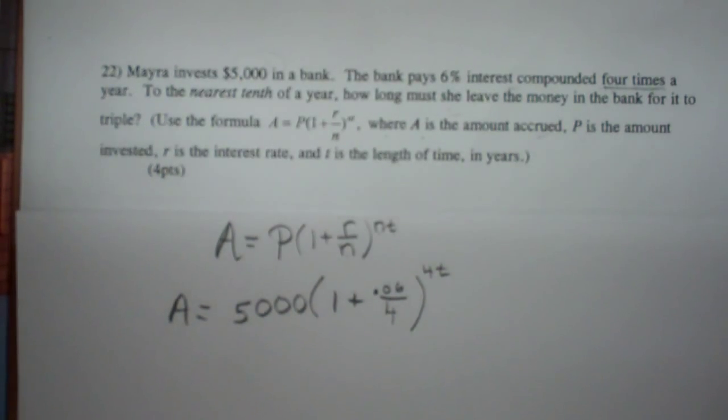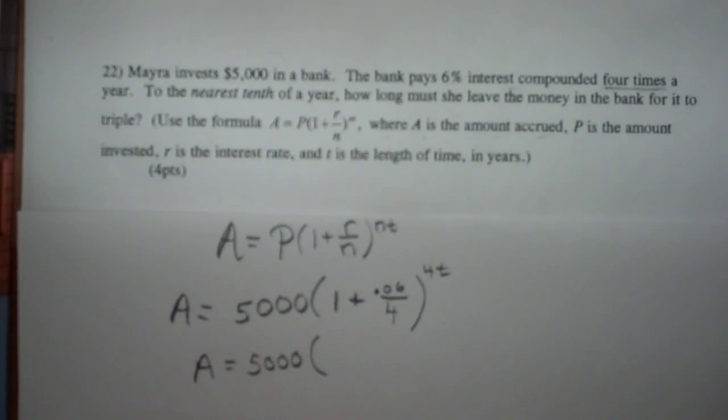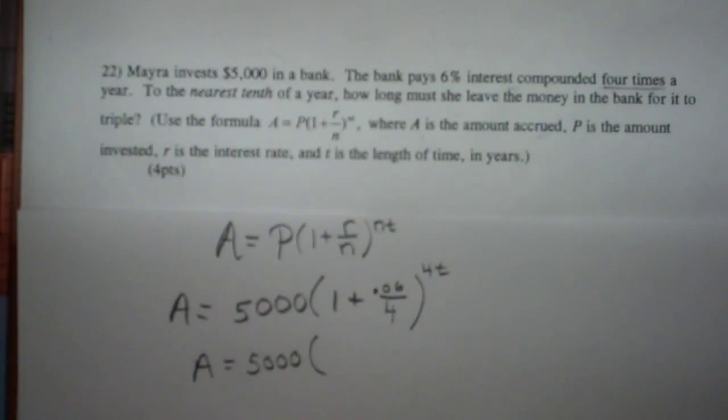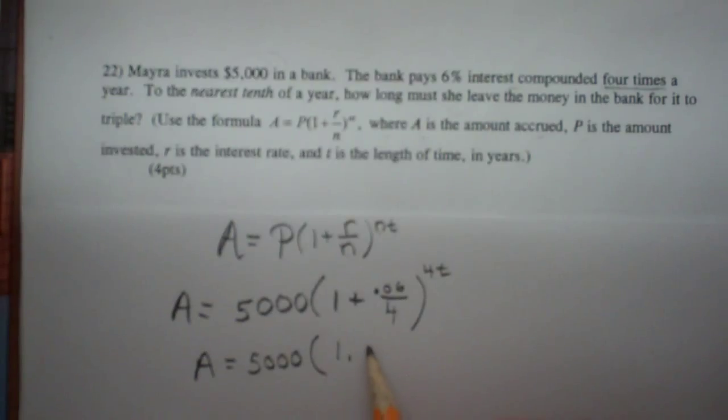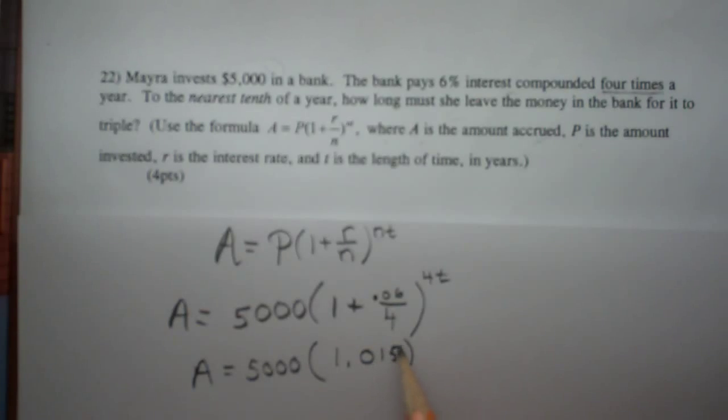Let's simplify what we have here a little bit. So A, that's the amount that we have, is equal to 5,000. I'm going to simplify the inside part by using my calculator. That's 1 plus 0.06 divided by 4. What does that give us? That's 1.015. This is just what we get when you type this part in the calculator, and then we're going to raise this to the 4t.